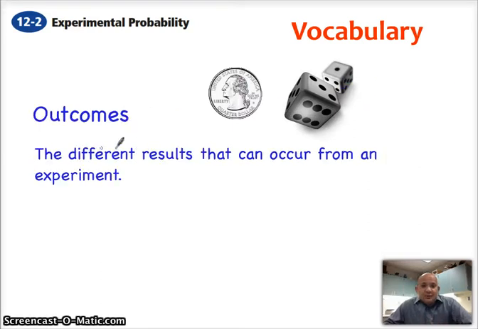Outcomes. Outcomes are the different results that can occur from an experiment. As I've said, flipping a coin, get heads and tails. If you flip one die, you can get either 1, 2, 3, 4, 5, or 6.